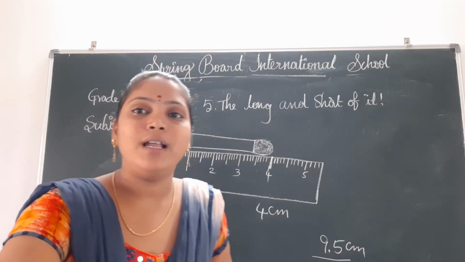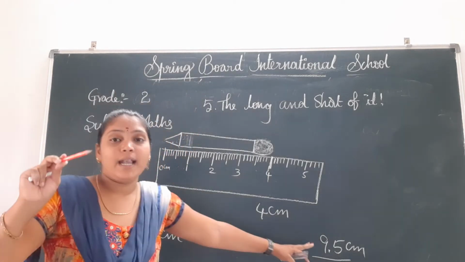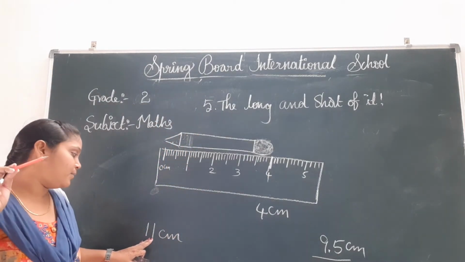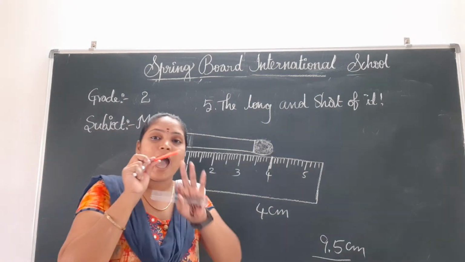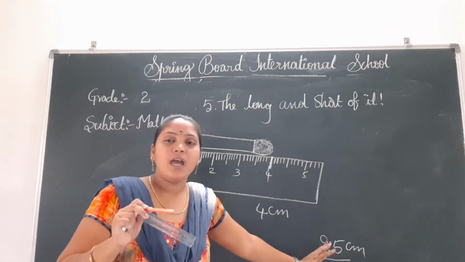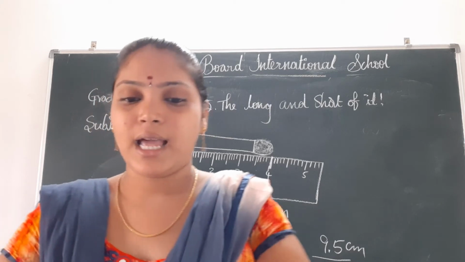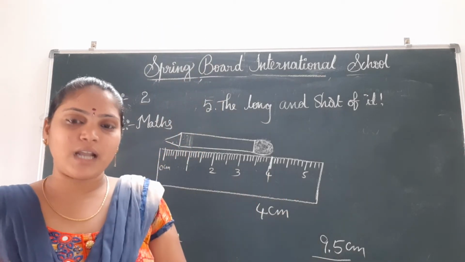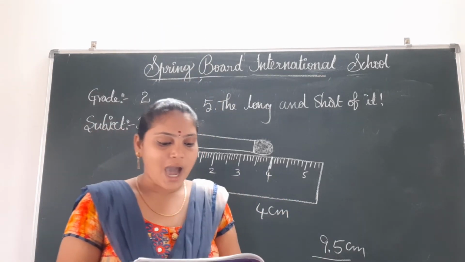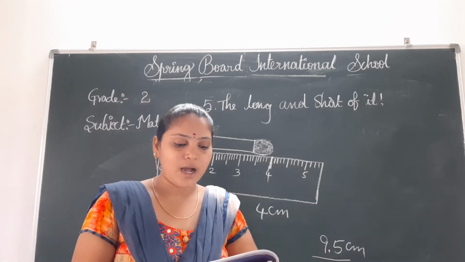So I guessed the length of this pencil is 11 centimeters, but the actual length of this pencil is 9.5. You have to write like that. And compare your answer with your friends. Are the answers the same or different?